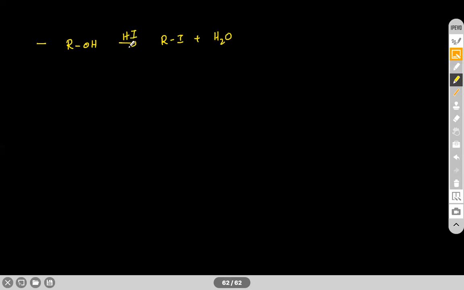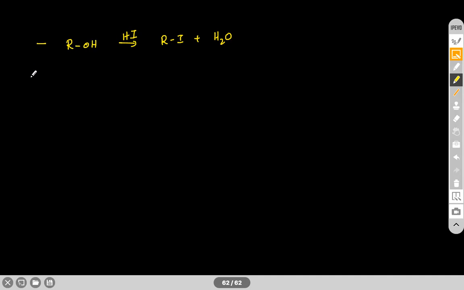No. Why doesn't it require any catalyst? Because HI is highly reactive. So they can frame this kind of question. In your board exam also, they can ask you this kind of question: why do we need a catalyst for addition of HBr, why not for HI? Reactivity is the reason.